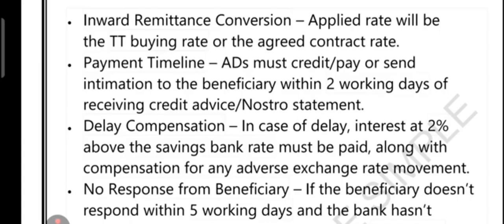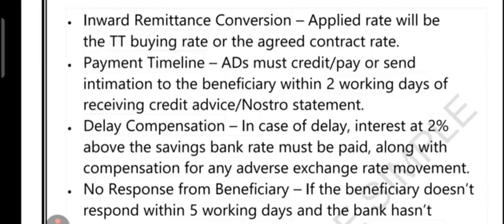Now the authorized dealer bank must credit the money to the beneficiary or at least inform them within 2 working days of getting the credit advice of their nostro account statement. Whenever inward remittance occurs, it first gets credited to the nostro account. So after crediting to the nostro account, within 2 banking days the bank must inform the customer. If they delay, the bank has to pay interest at 2% above the savings bank rate.